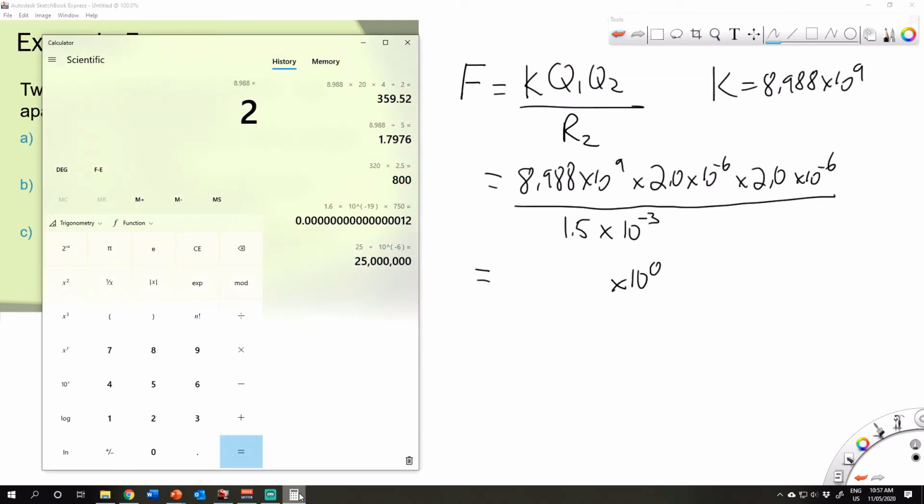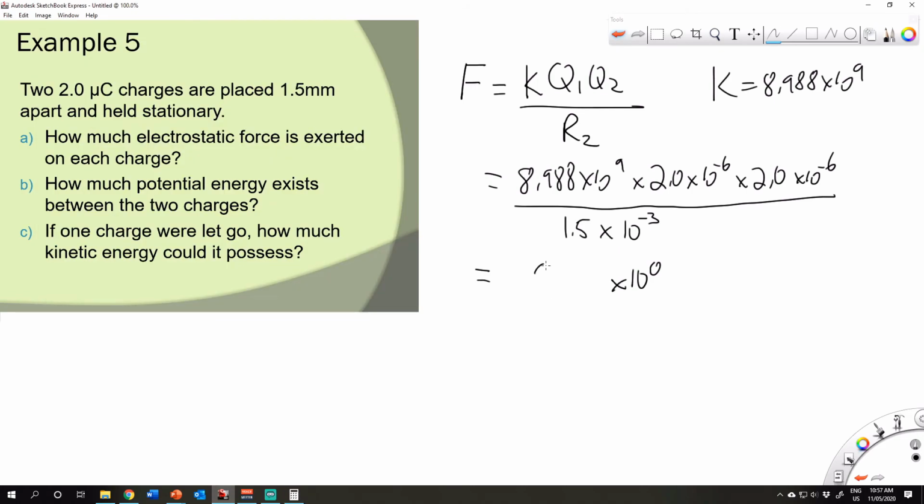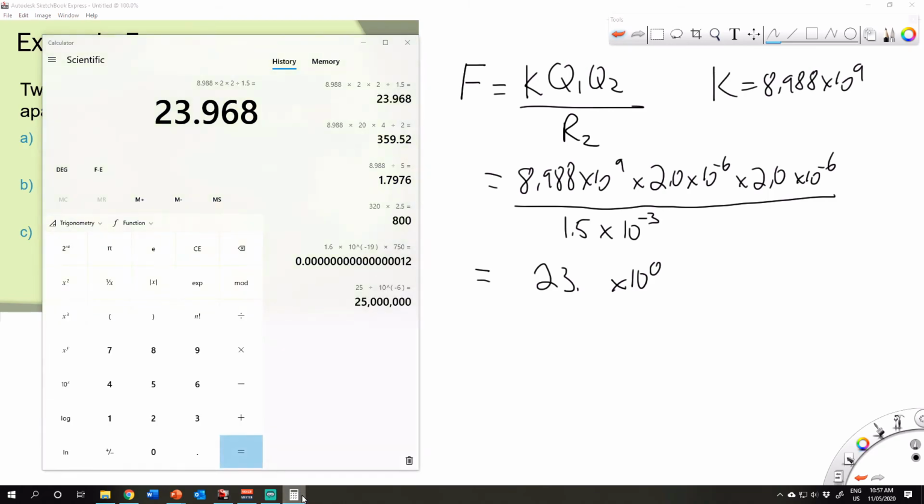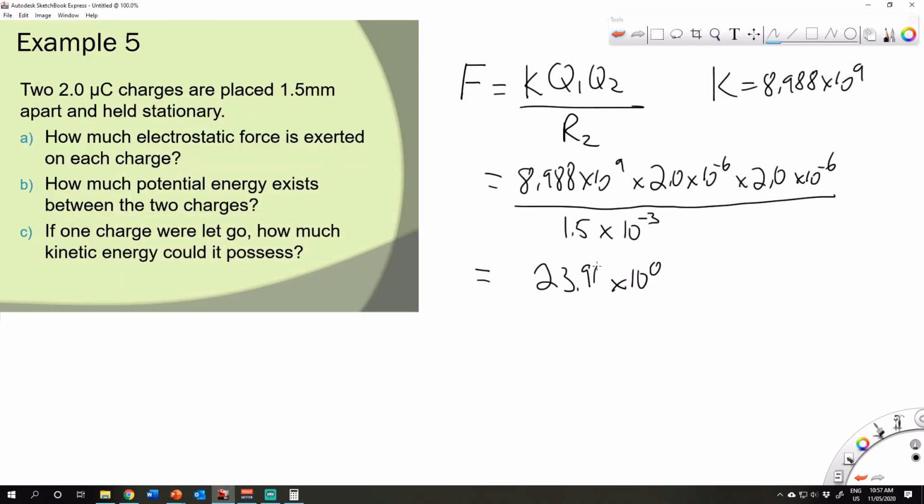And then the rest of it, 8.988 times 2 divided by 1.5. So this is 23.968. This is approximately 24 newtons. All right, so that's the A part.